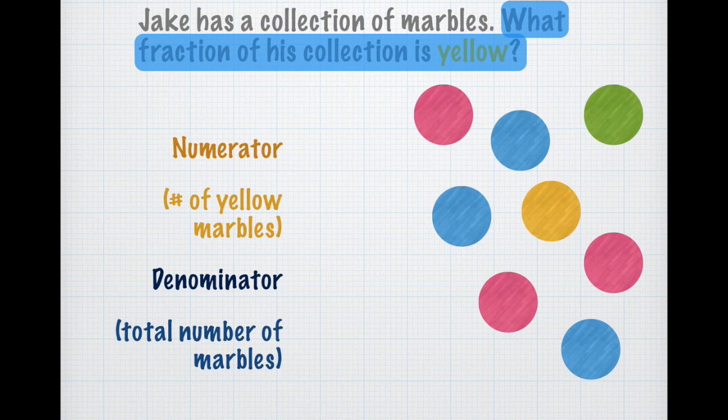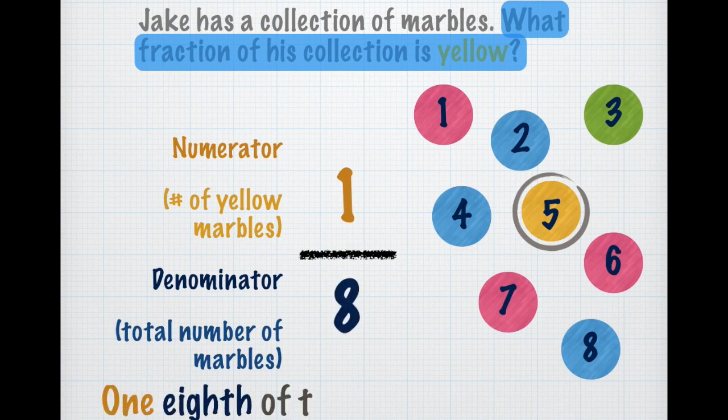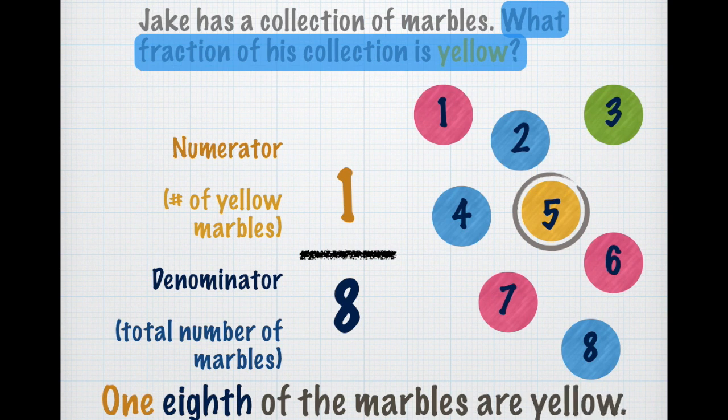So if I look at my picture, I see 1 yellow marble. So my numerator is 1. My denominator is the total number of marbles. So if I count them, I see 1, 2, 3, 4, 5, 6, 7, 8. Since there's 8 marbles, the denominator is 8. 1 out of the 8 marbles are yellow, or 1/8 of the marbles are yellow.